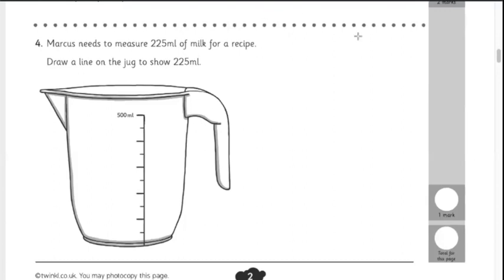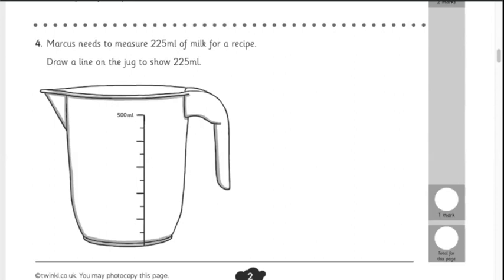So Marcus needs to measure 225 milliliters of milk for a recipe. Draw a line to show 225 milliliters here. So we've done this before, haven't we? So we know that we've got to work out which each increment is.